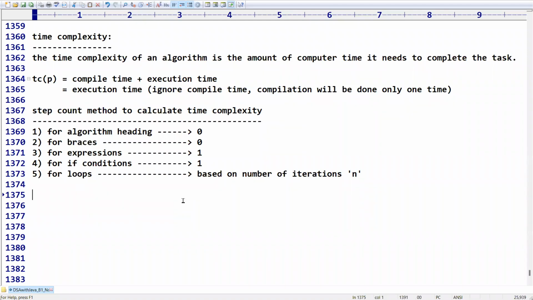Sir, could you please explain the formula, like compile time plus execution time? Yes, again we are saying that execution time. Why compilation time and execution time? For example, consider I have meetings in 3 different locations. At 11 o'clock I have a meeting, at 1 o'clock I have a meeting, at 3 o'clock I have a meeting.